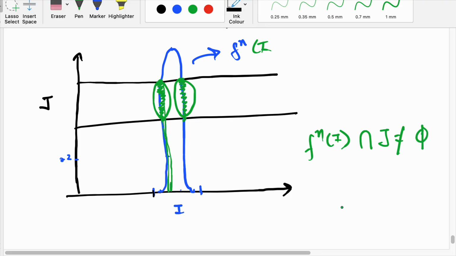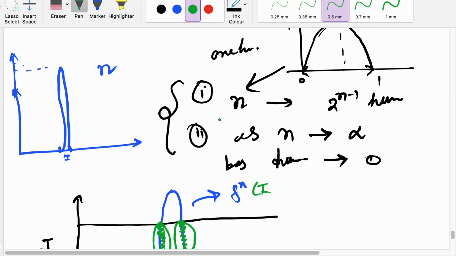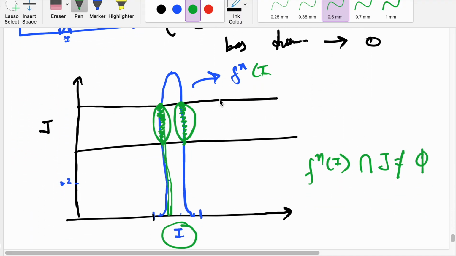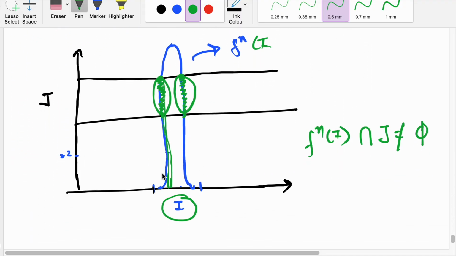So that means I can choose any interval I for which this transitivity is satisfied. For any I, if I iterate it I will get an n for which it will intersect any interval j. So if I choose a very tiny interval, it will wander around every possible interval of the codomain. This axis is called the codomain.